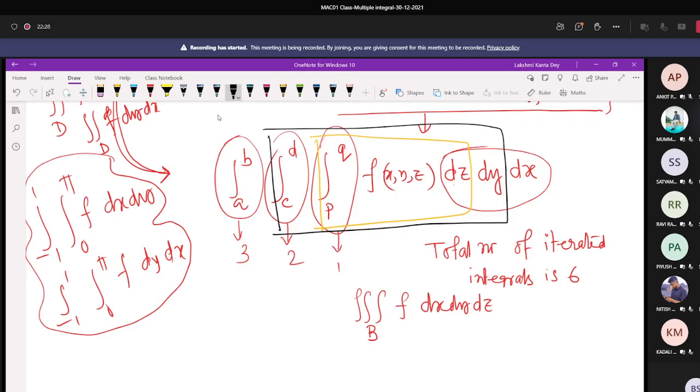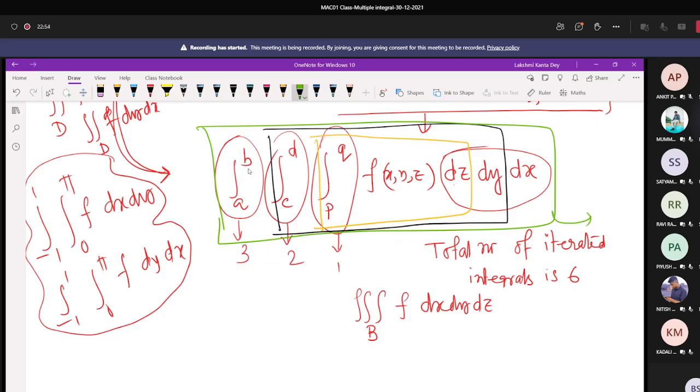So that function, which is a function of x only, we integrate with respect to x, and put the limit for x from a to b. Ultimately, we get a constant, that is your volume. That is the ultimate triple integration. So in this way we calculate it.